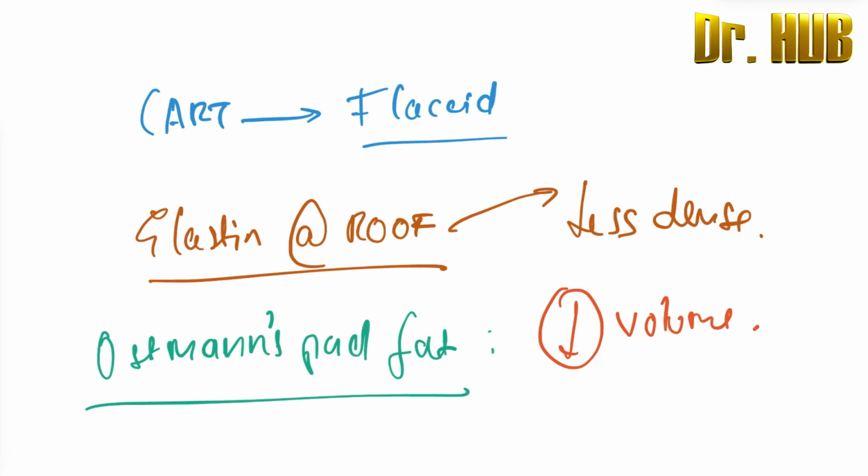So to just summarize the infant ET, the length was 13 to 18 mm and it is more horizontal. Next, what we saw is it has a wider width. So we are just highlighting some important points. Then the Ostmann's pad of fat is less in volume.